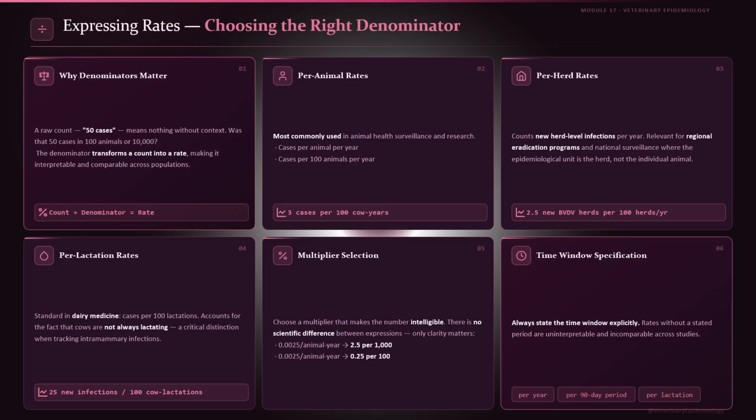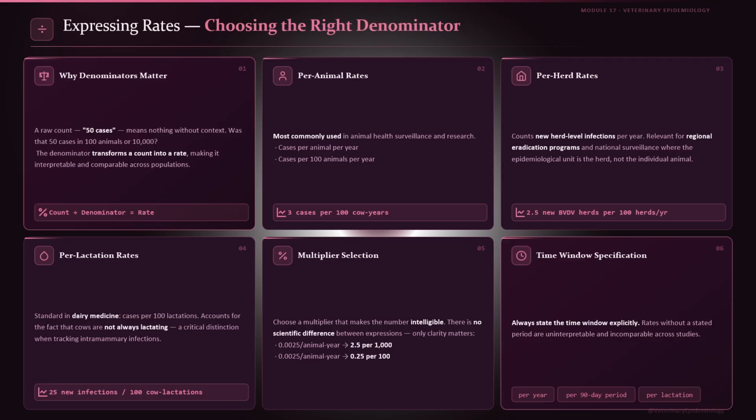We've built up all these rates. Now let's talk about how we actually express them, because the denominator you choose makes or breaks interpretation. Let's talk denominators, because this is where a number either means something or means nothing. If I tell you there were 50 cases, your honest answer should be: 50 out of what? 50 cases in 100 animals is a crisis. 50 in 10,000 is background noise.